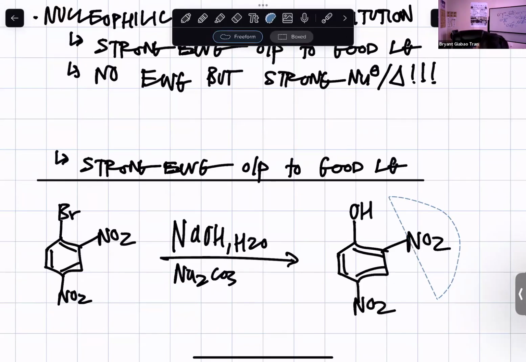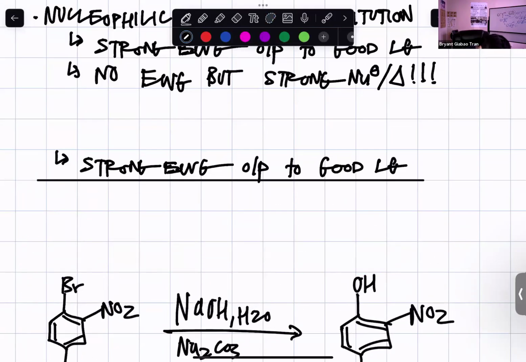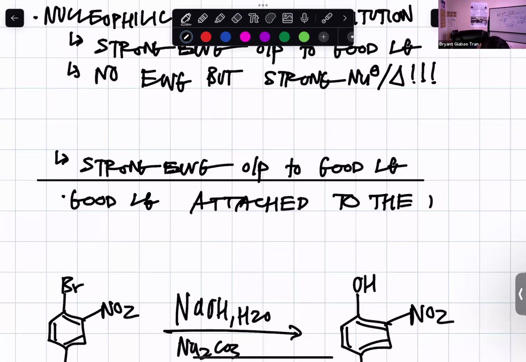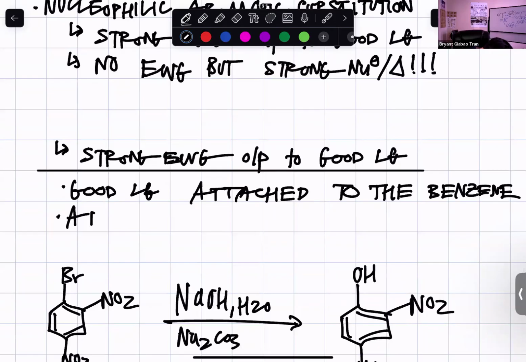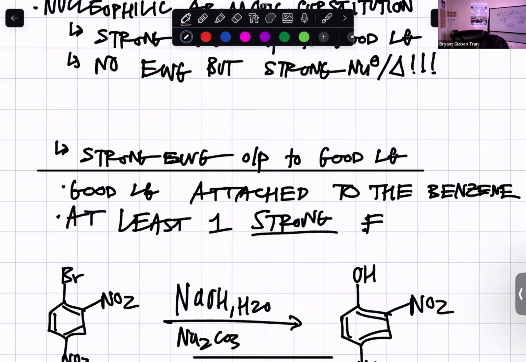Right. The two requirements for this reaction are that you need to have a good leaving group attached to the benzene, and you need to have at least one strong EWG ortho or para to the good leaving group.